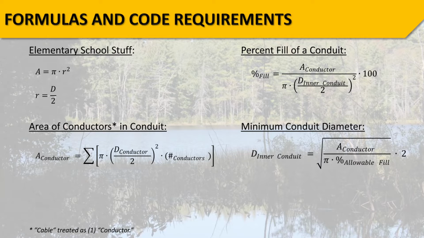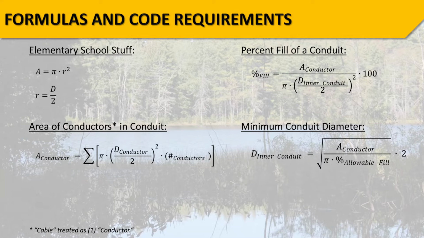Now let's break this formula down a little further. How do you calculate the area of your conductor? Well, let's move on to the next formula on the bottom left-hand corner of the screen. To calculate your area of the conductor, it's the sum of the area of your conductors, where pi times the radius squared of your conductor times the number of conductors equals your area. Now here's an interesting little tidbit from the National Electrical Code. The NEC will allow you to treat a cable as one conductor. So just keep that in the back of your mind, and this concept will become more clear later on in the video.